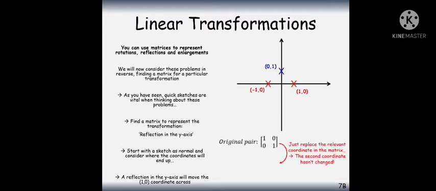Well, so the original pair was that, the identity. So the second coordinate hasn't changed, we've got minus 1, 0, 0, 1. Now we want a matrix to form this transformation. This is your final solution.